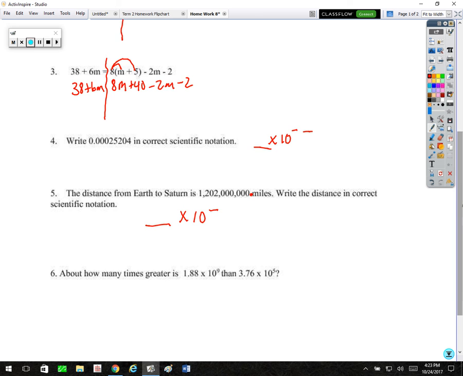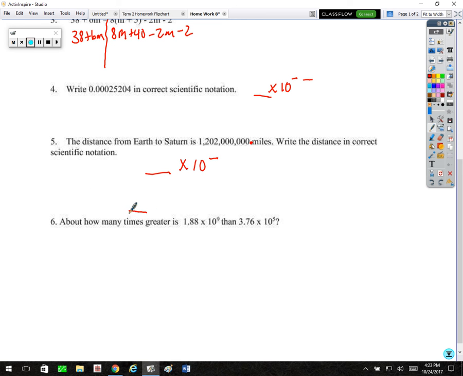Same thing up here. You fill in this part and your exponent. All right. How many times greater? Remember, we saw this word right here. This word ought to tell you automatically this becomes a division problem. You're going to divide this number. I don't mind helping you set it up: 1.88 times 10 to the 9th divided by 3.76 times 10 to the fifth.